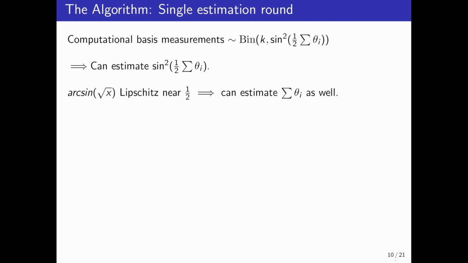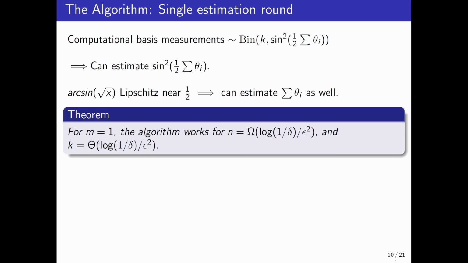Finally, it turns out that the inverse of the function sine square x, which is arc sine square root x, is Lipschitz in the regime of our interest, which means that we also get a good estimate for sum theta I, which finally means that we get a good estimate of the empirical mean. This leads to the following result: for m equals 1, our algorithm works for n equals log 1 over delta over epsilon square, and k also being equal to the same value.